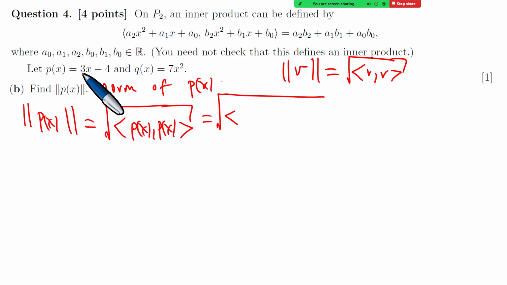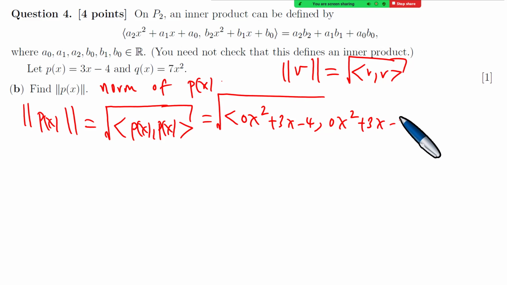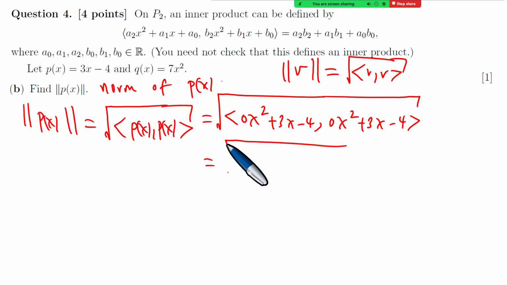So you'd have to put the square in the p of x. So it's going to be 0x squared, 3x minus 4, 0x squared, and 3x minus 4, like that. By definition, the inner product of this would be this. So you'd have the square root. Multiply this 0 with this 0, and then multiply the 3 by 3, and then you multiply -4 with -4, like so.